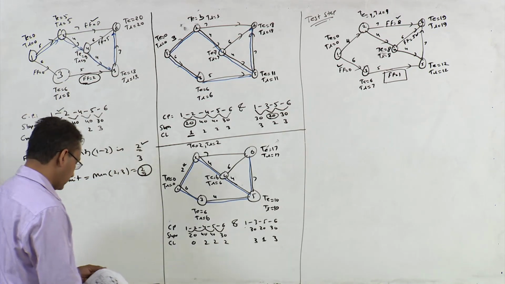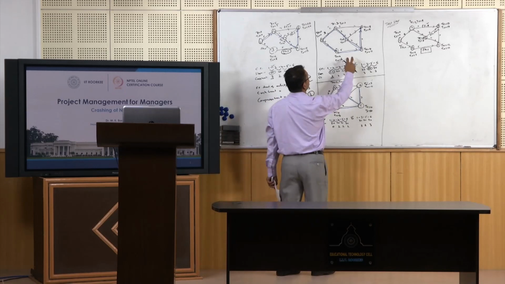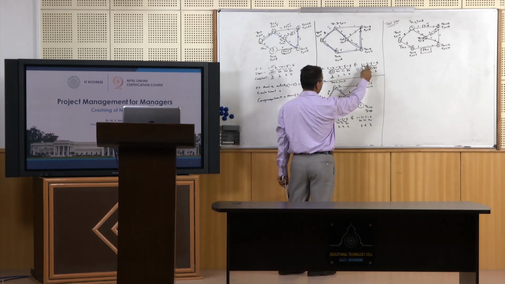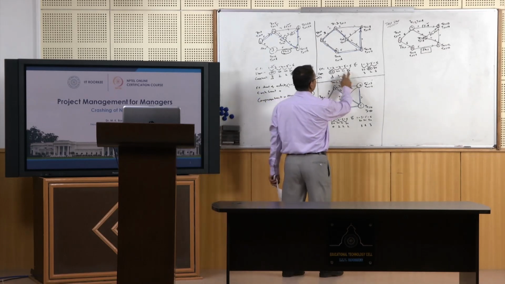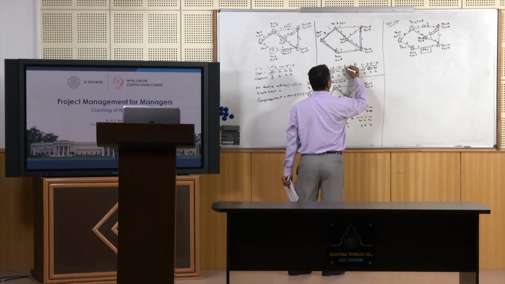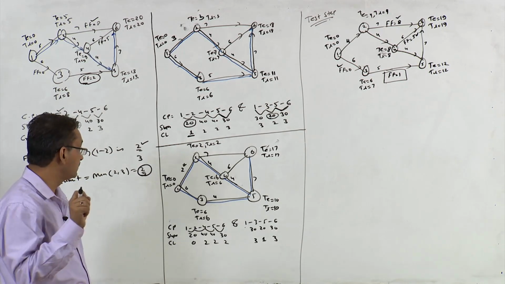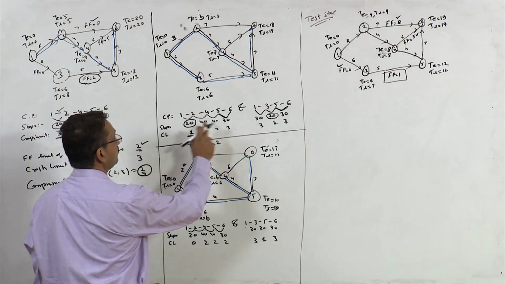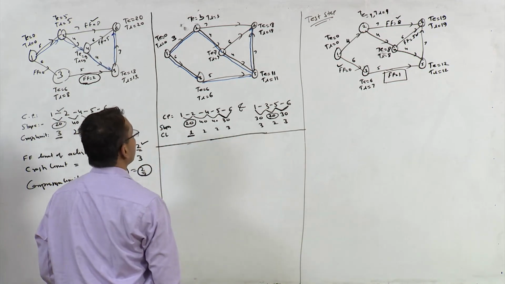Now you have to take a decision to crash this particular project. If you look at these two paths, 1, 2, 4, 5, 6 and 1, 3, 5, 6, when you reduce 1, 2 and 3, 5, the cost will increase by 40 rupees. But if you take this common path 5, 6, then the cost will increase by 30 rupees. So rather than reducing 1, 2 and 3, 5, we should reduce the common activity 5, 6.